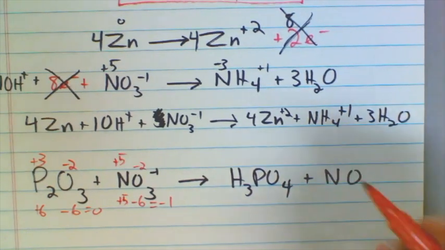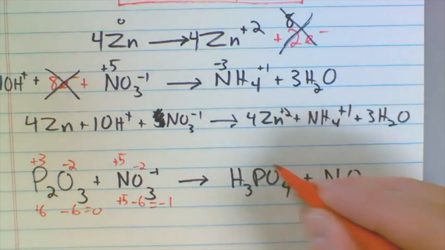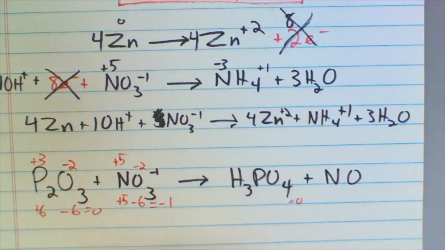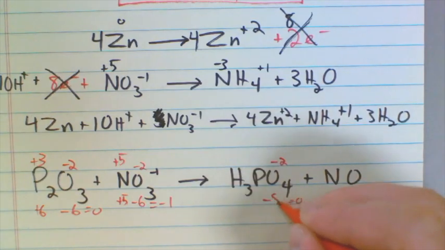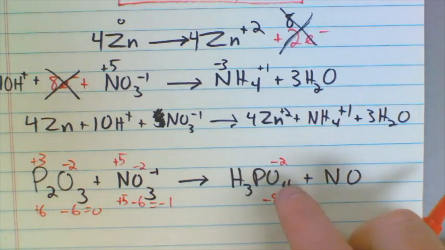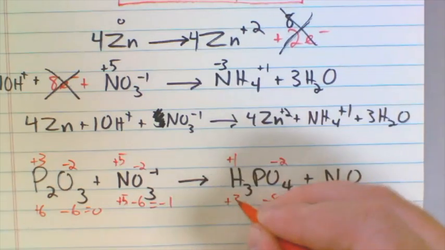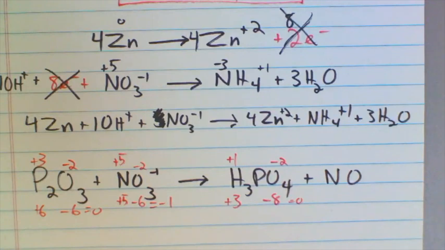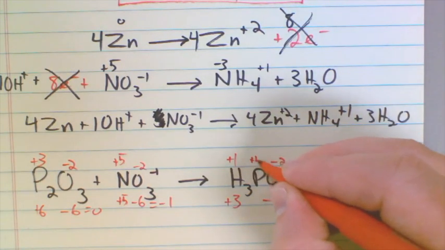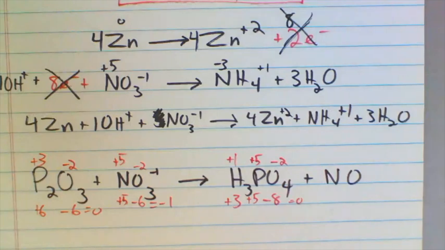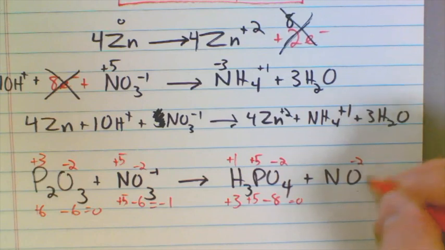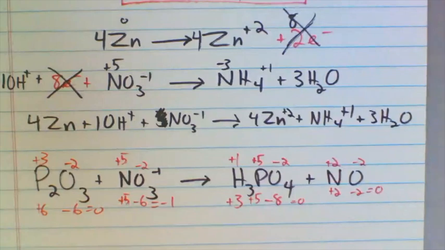Then we move over here to our phosphoric acid. Everything has to equal 0, so we got -8 total for all those oxygens, 4 times -2. Hydrogen's a +1, total of +3. So then phosphorus has to be +5. And then lastly on to our NO. There we go. Okay, so we got our oxidation numbers assigned.